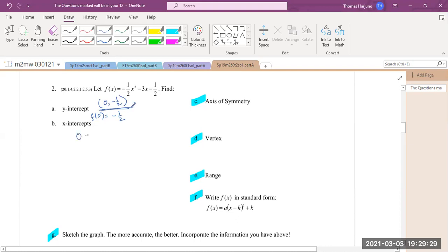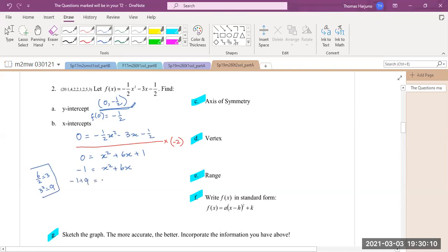How about the x-intercept? You set f(x) equals to 0. To help with the work, I multiply by the LCD, maybe a -2 here, to clean up the negative at the same time. So this is x squared plus 6x plus 1. It's not factorable, so let me solve by completing the square. 6 divided by 2 is 3, 3 squared is 9. I will add 9 to both sides. So I get 8 equals (x plus 3) squared, apply the square root property.